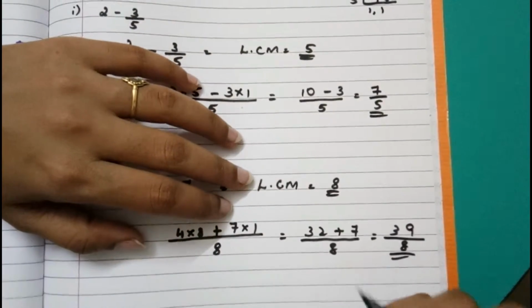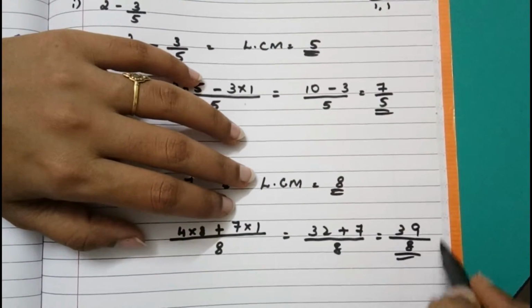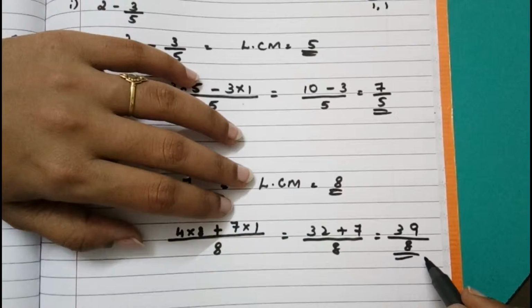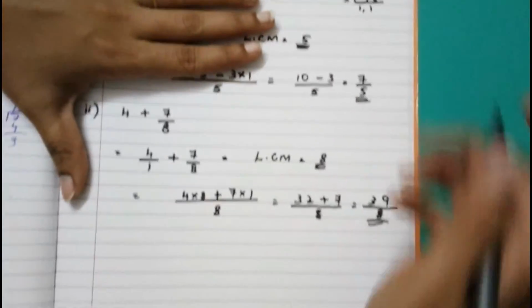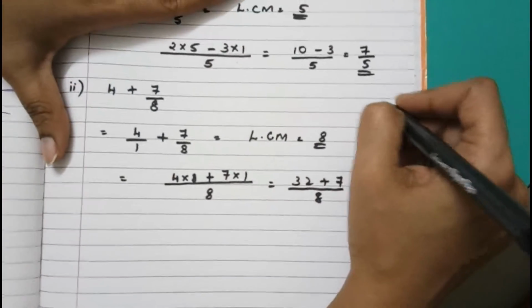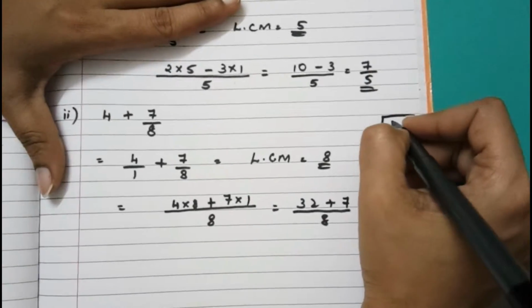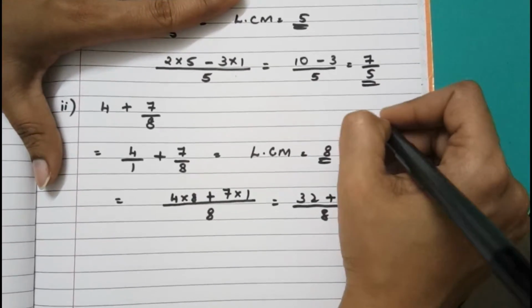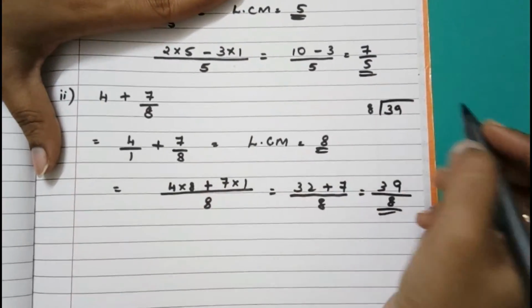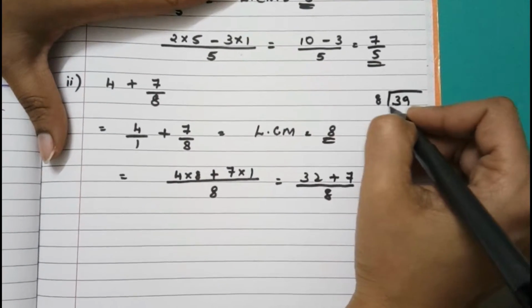Now, how do we calculate the mixed fraction? Whenever we get the answer as an improper fraction, we try to convert it into a mixed fraction. That is 39 by 8. How? Let's see what we get as the answer.